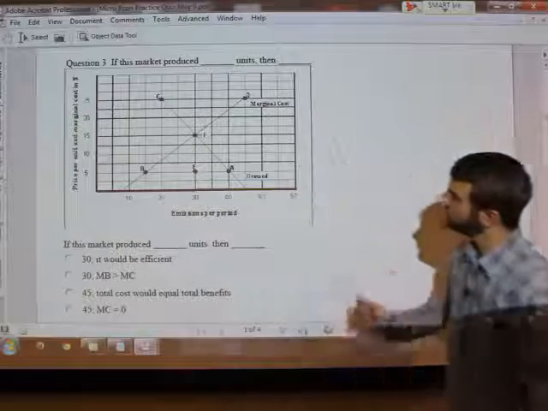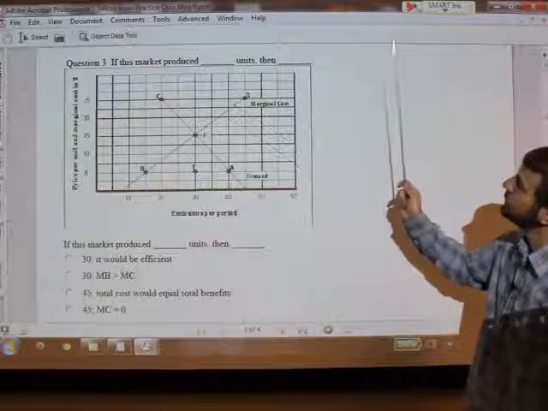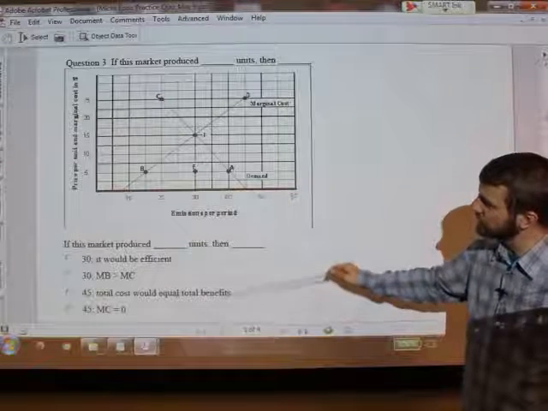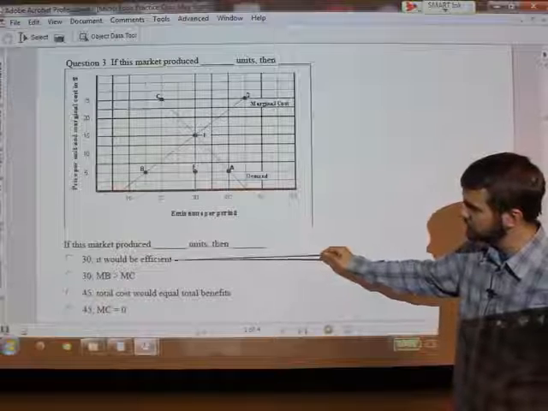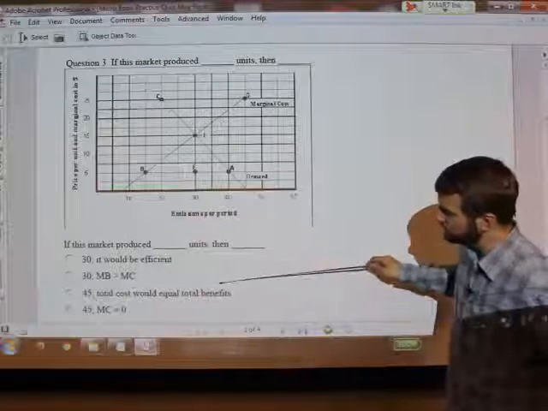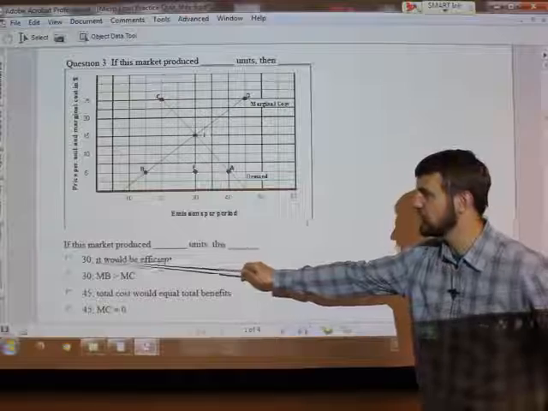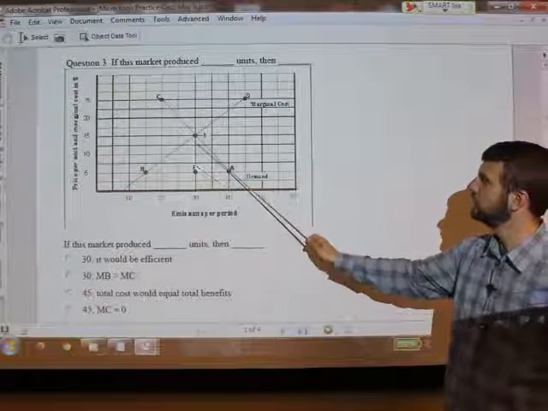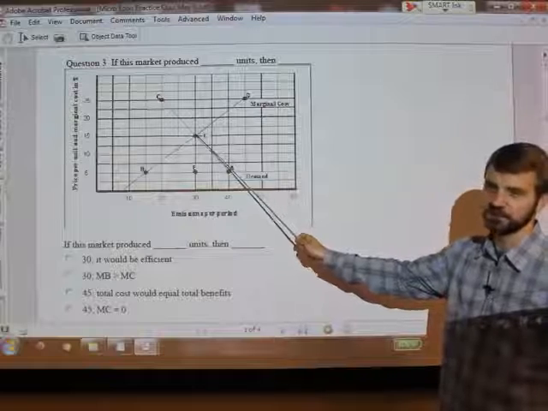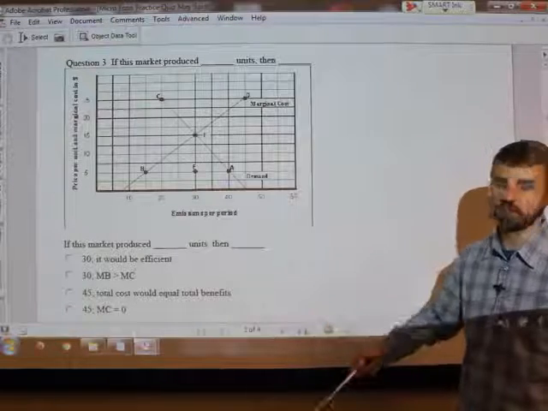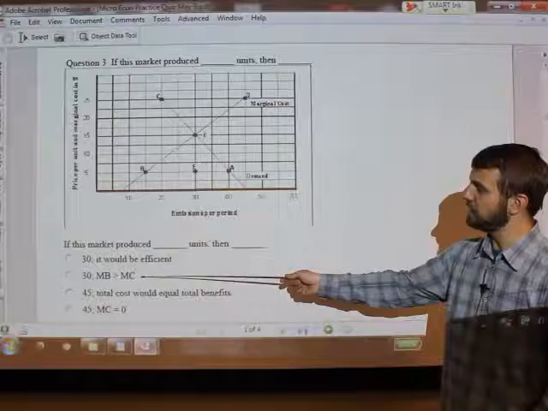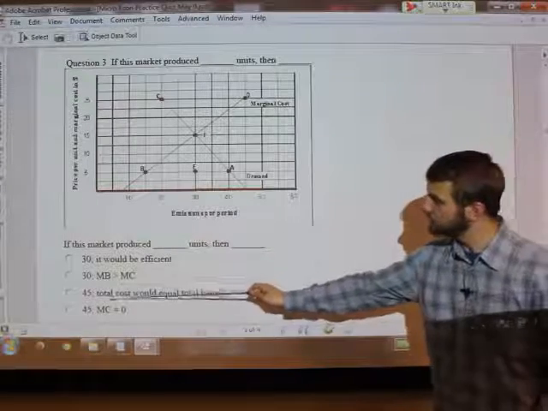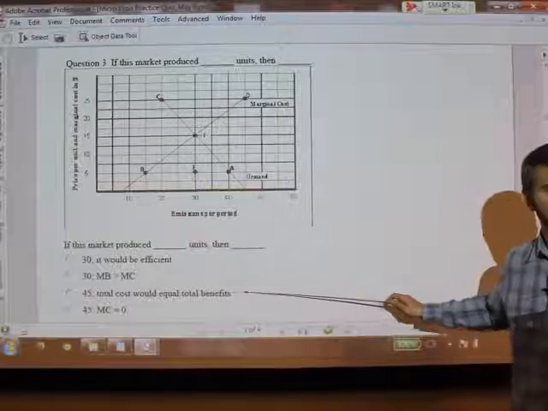But anyway, question 3. If this market produced blank units, then blank. Well, you can kind of get a sense of what we're looking for here. It's efficient, total cost equals total benefits, or what's the marginal cost? So let's try them one at a time. 30 would be efficient. Is that true? 30? Marginal benefit equals marginal cost, so yeah, that's efficient. But let's go through these other ones just to make sure. At B, 30, marginal benefit is greater than marginal cost? No, they're equal. At 45, total cost would equal total benefits.